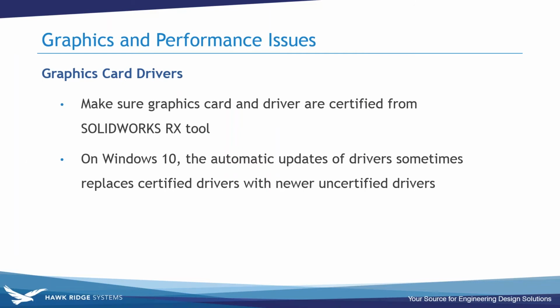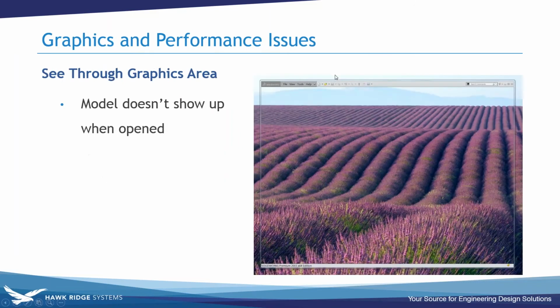So going on to other graphics issues that we've seen here. One of these is where the graphics area is completely transparent when you open up a model, and you just see your desktop instead. So this is actually due to a corrupted SOLIDWORKS registry key that defines the window position. And to fix this issue, the registry key that defines that position will have to be either renamed or deleted.